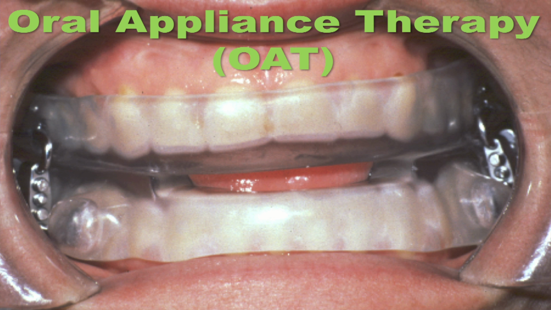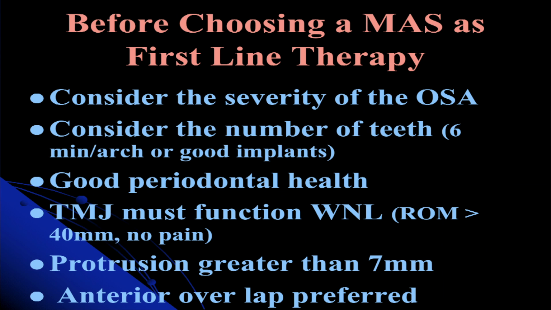So, oral appliance therapy. How does it actually work and how does it compare to CPAP? So before you consider a mandibular advancement splint as the first-line therapeutic option, you have to consider the severity of OSA. All the studies show that sleep appliances are most effective for mild to moderate obstructive sleep apnea. They are not very effective for severe.